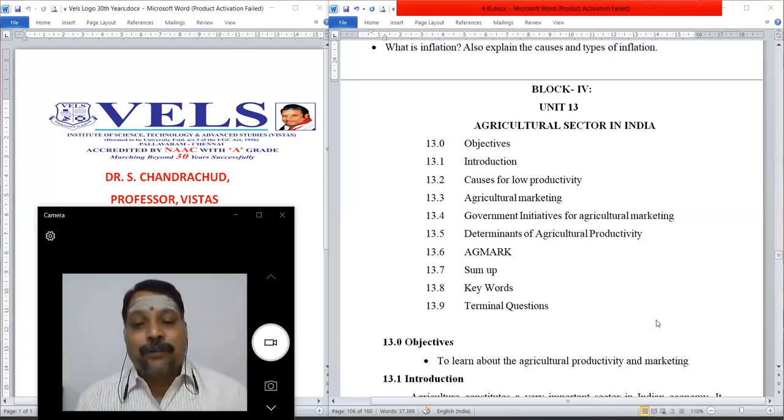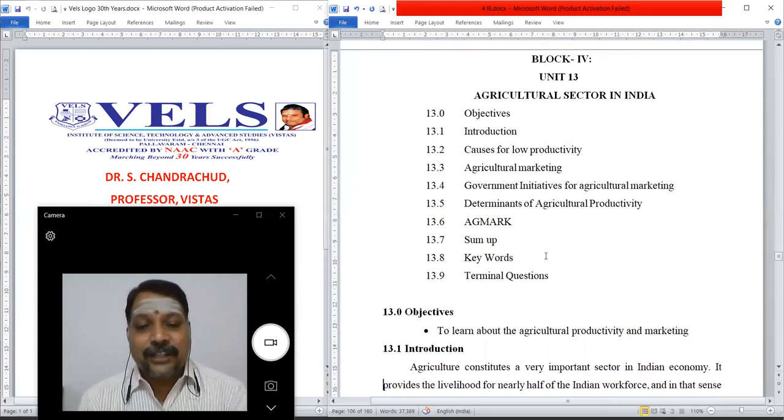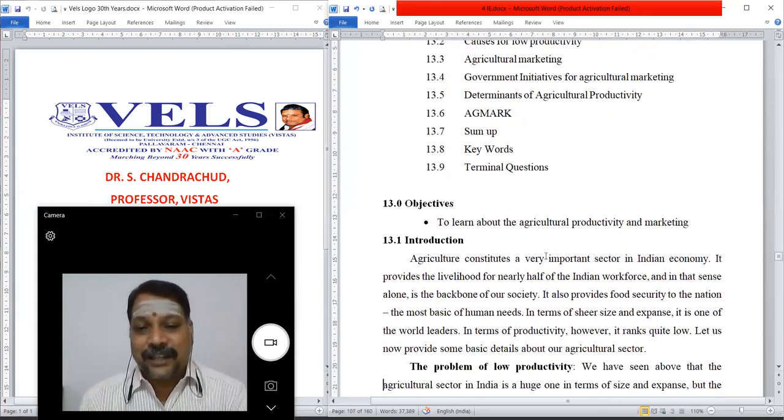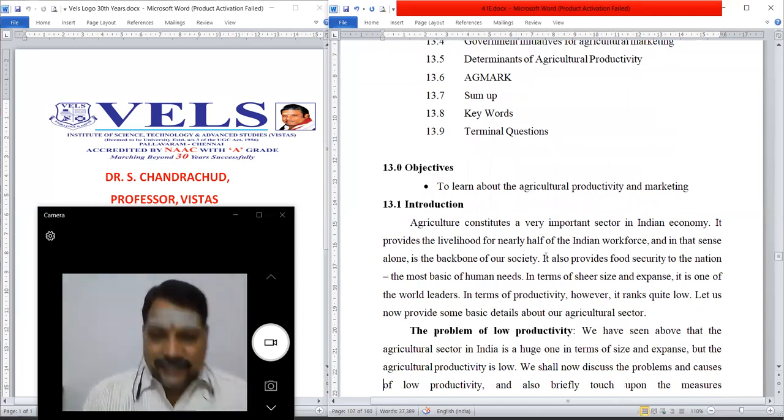The objective of this particular unit is to learn about agriculture productivity and agriculture marketing. Let us start. Agriculture constitutes an important sector in the Indian economy as it provides a livelihood for nearly half of the Indian workforce. And in that sense alone, it is a backbone of our society. It also provides food security to the nation, the most basic human need.